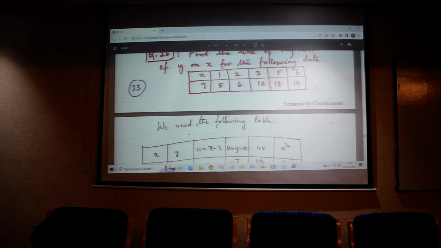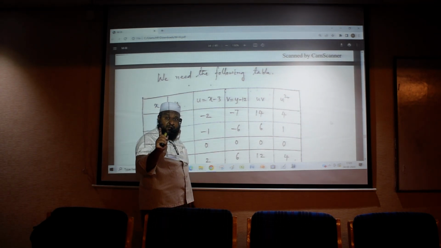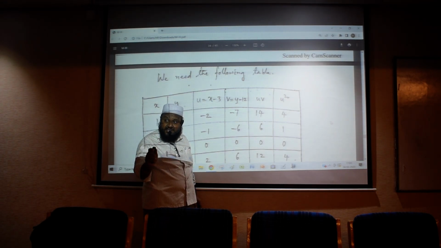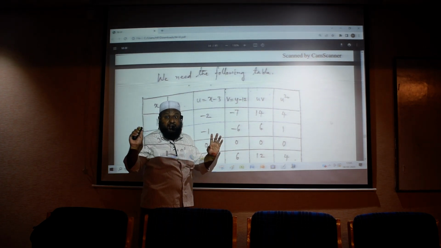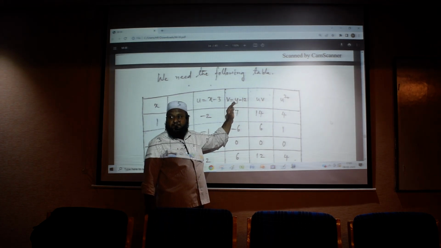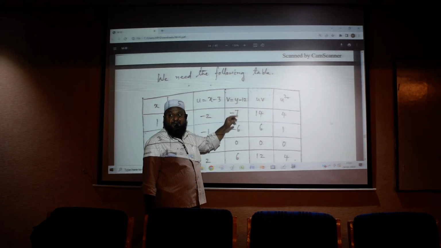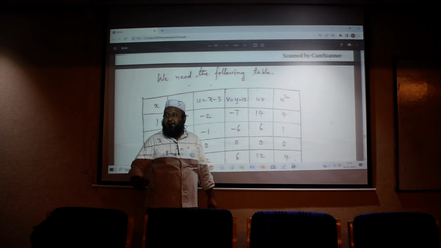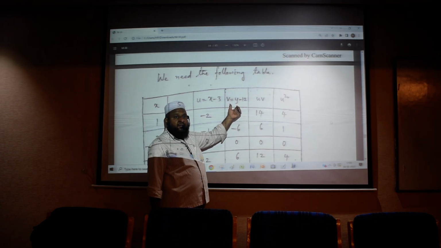Now we need the following table. Here, keep in mind a very important point: for regression, don't divide. If you divide, the answer will be different. So division is not allowed. Only subtraction will work. If you do it without subtraction, that also is okay, but bigger numbers are there. That is why I am taking subtraction.